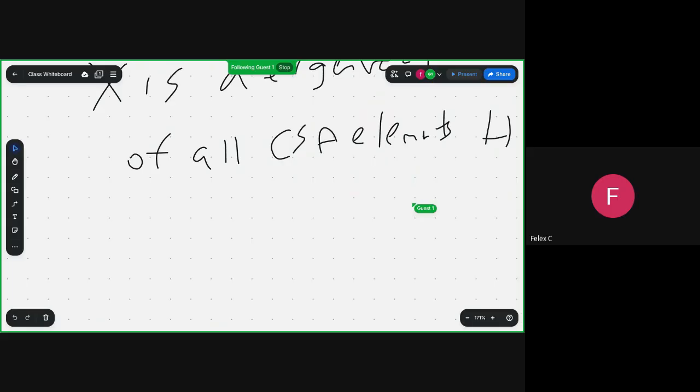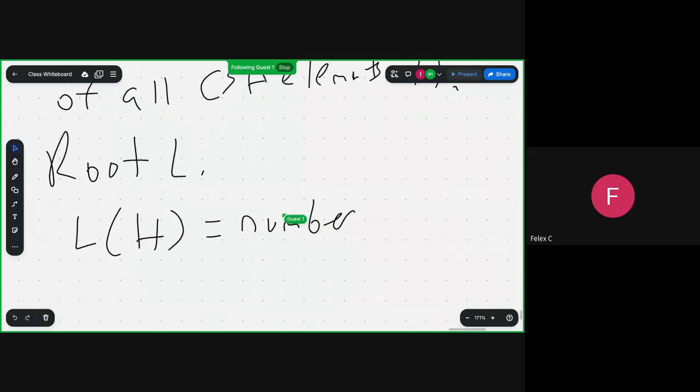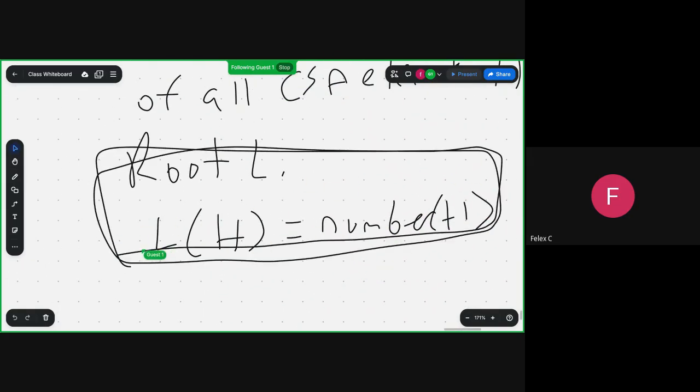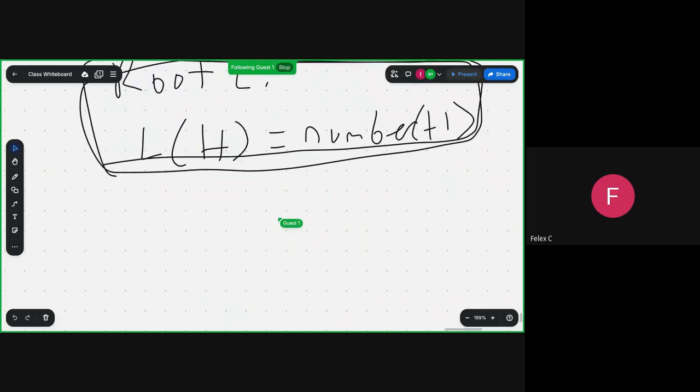Now you can organize these in the same way that we organized weights. You can call this root L. So L eats H and out pops a number that depends on H. So L is called a root. L eats a Cartan Sub-Algebra element H and then outputs a number.